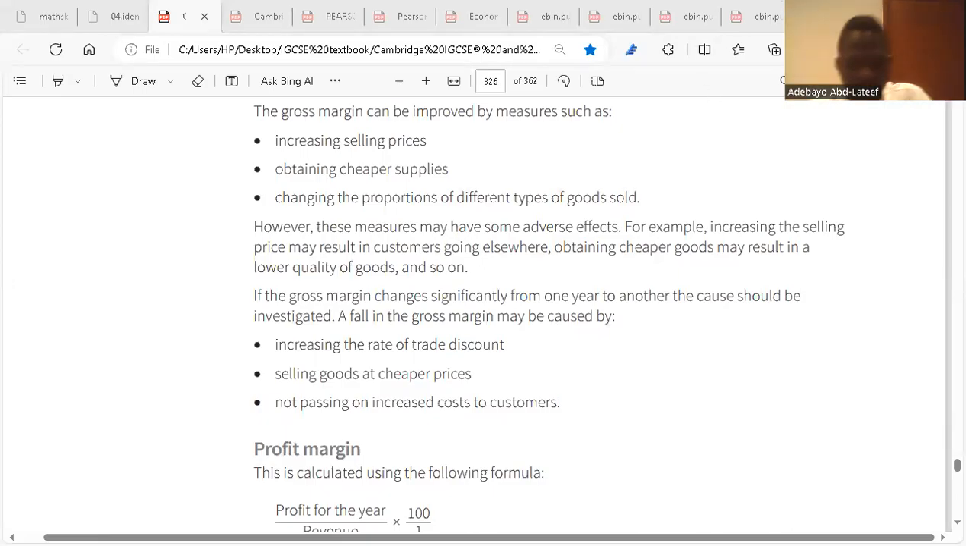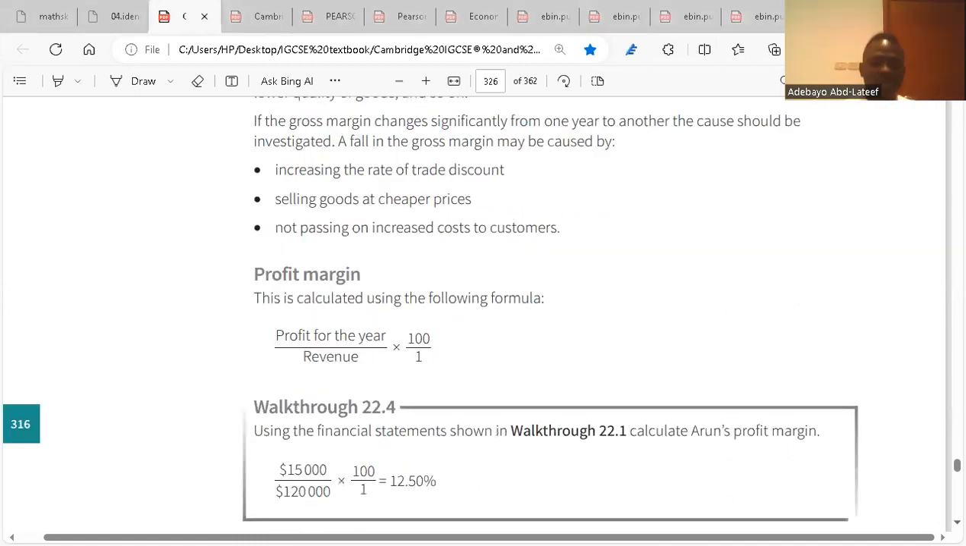We'll go to profit margin now. So let's talk about profit margin. We're talking about the net profit, that's profit for the year. The formula is net profit divided by revenue multiplied by 100. I think that is clear.